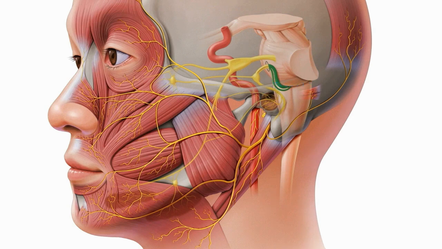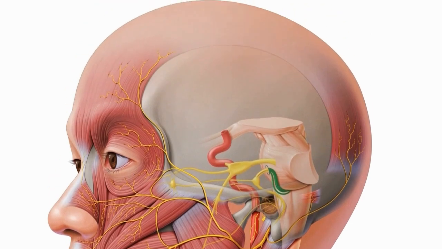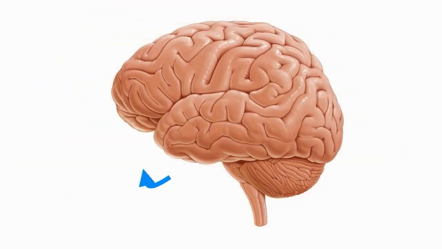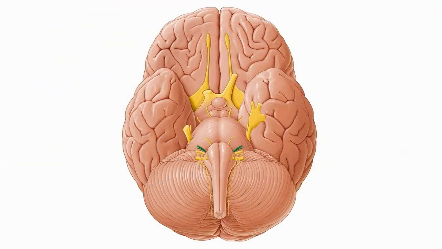And in this image, we can also see the internal acoustic meatus, encircled in blue, which is where the facial nerve enters the temporal bone. Let's just briefly take a minute to flip the brain and have a look at its inferior aspect so we can give you a bit of a deeper tour around these parts.